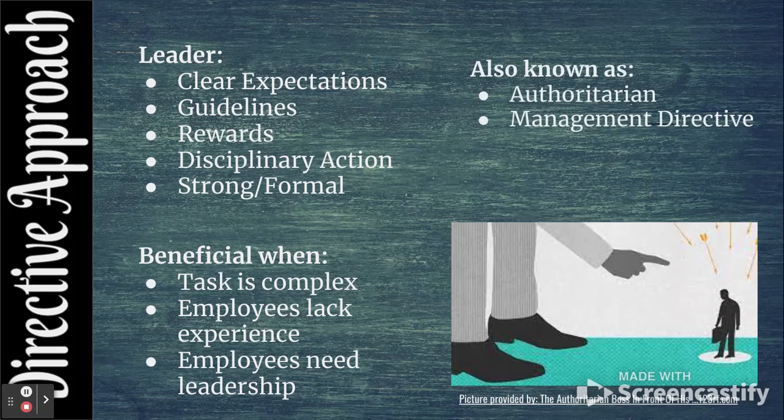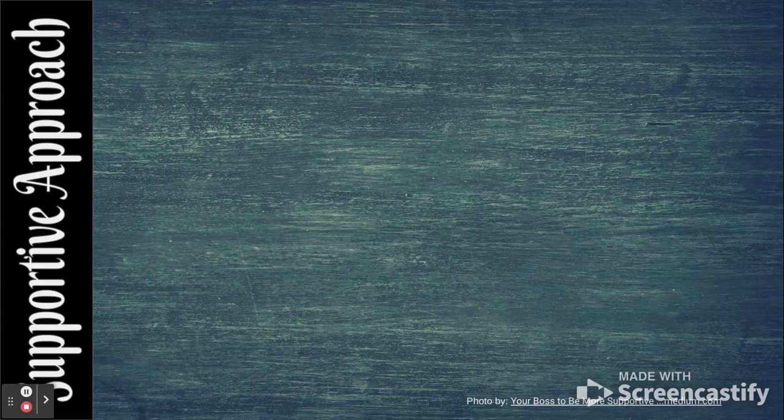This type of style is also known as authoritarian or management directive. Again, it doesn't really mean that your boss is overbearing, but it just provides clear expectations. I don't want you to waver from this path. So then we have the supportive approach.